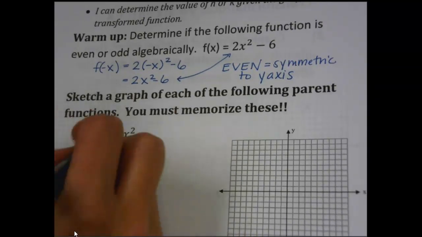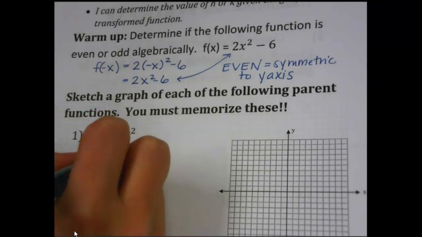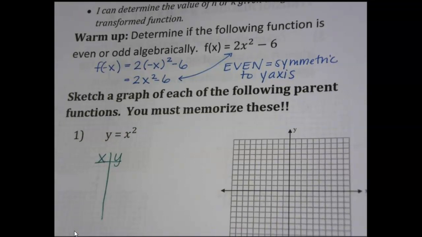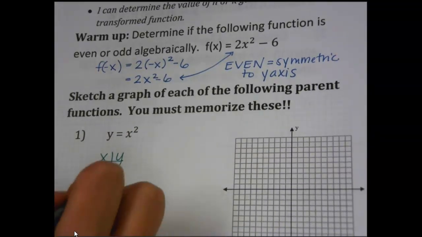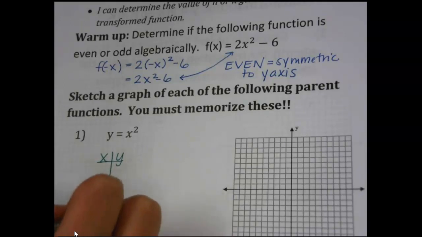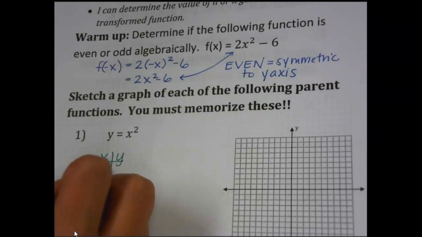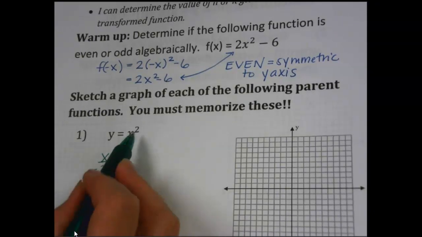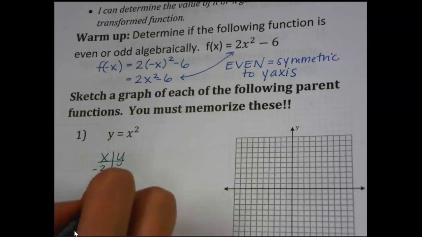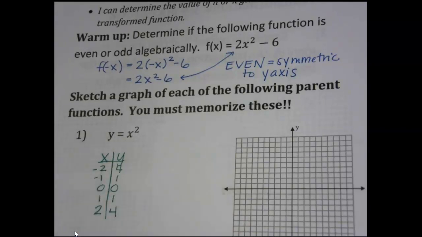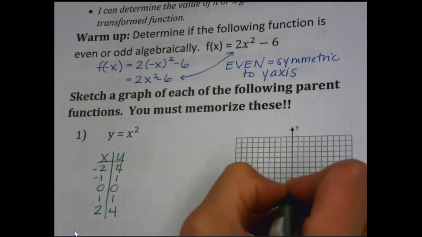So y equals x squared. If we make a quick table of values here, this hopefully you can recognize by now as a parabola that has a vertex at 0, 0. So we want to find a couple points on either side of that vertex. If we put 1 into x squared, you get 1. 2 into x squared, you get 4. Negative 1 is 1. Negative 2 is 4. Then we're going to graph it.